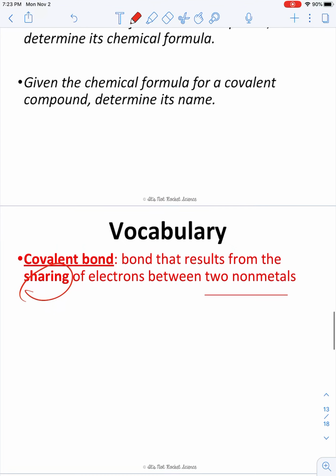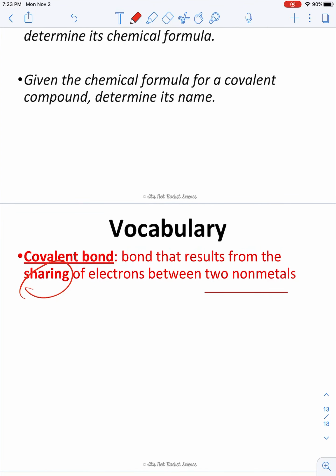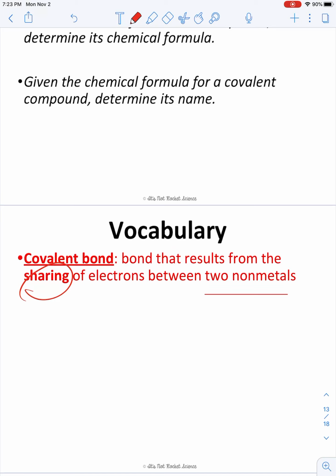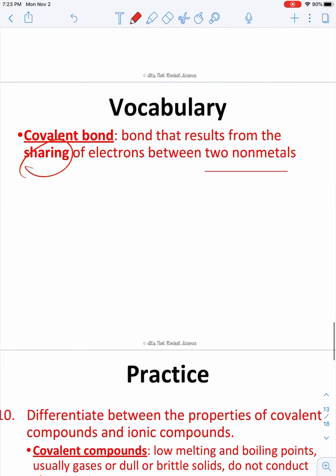Now, we are looking at covalent bonds. This is another vocabulary word that you need to be familiar with. Covalent bonds are sharing electrons between two nonmetals.